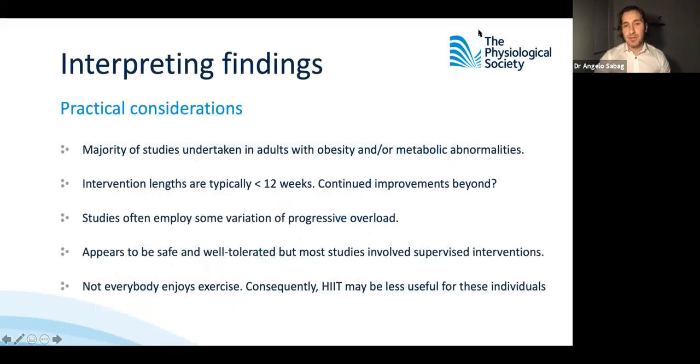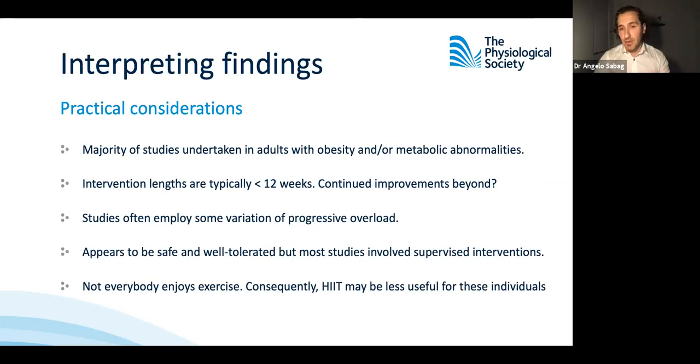And I think it's really important to also consider some practical considerations of these findings. A lot of the times, especially within news articles that have spoken to some of our findings, we see that they overstate some of the improvements. So you need to consider the context for which these studies are undertaken. The majority of them are undertaken in adults with obesity and metabolic abnormalities who, by definition, have exercise intolerance. And so that being said, it wouldn't take too much to see improvements.